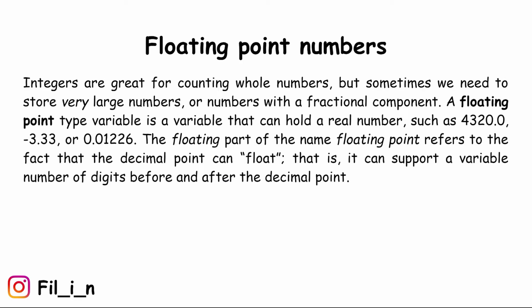Integers are great for counting whole numbers, but sometimes we need to store very large numbers, or numbers with a fractional component. A floating point type variable is a variable that can hold a real number, such as 4320.0, -3.33, or 0.01226. The floating part of the name floating point refers to the fact that the decimal point can float. That is, it can support a variable number of digits before and after the decimal point.